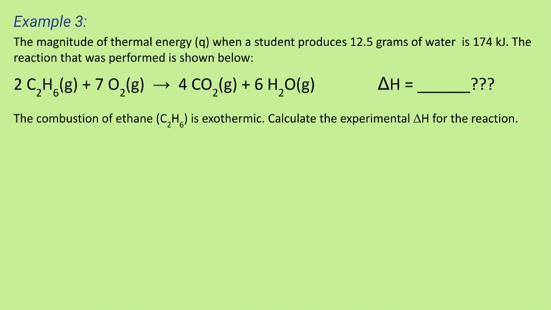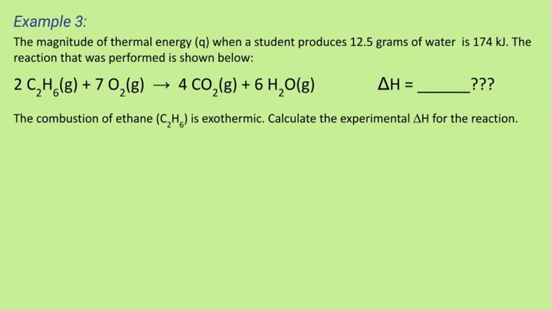The magnitude of thermal energy, Q, when a student produces 12.5 grams of water is 174 kilojoules. The reaction that was performed is shown below. The combustion of ethane is exothermic. Calculate the experimental delta H.